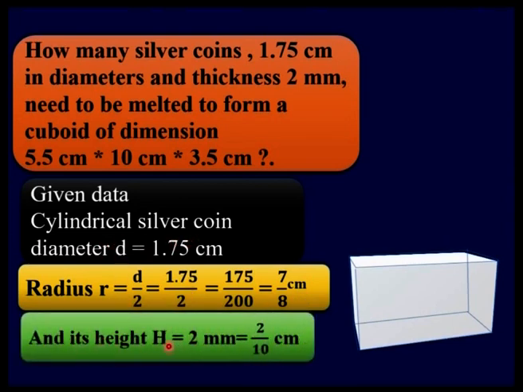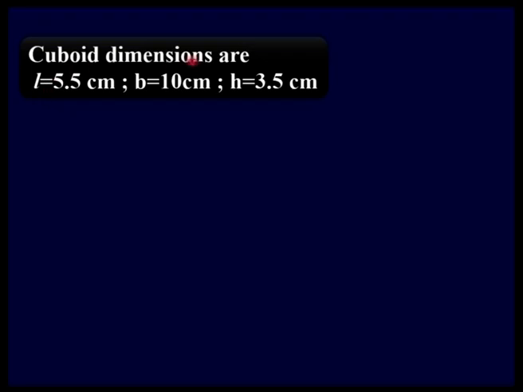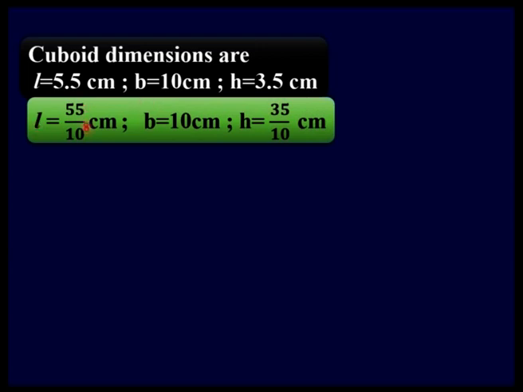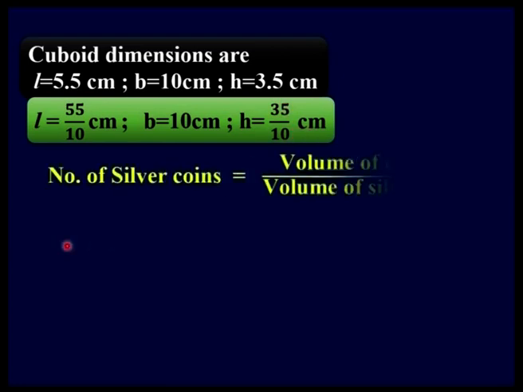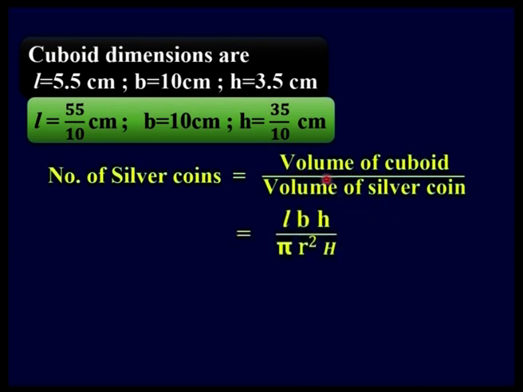And the height of the silver coin is nothing but the thickness, that is 2 millimeter, written in centimeter as 2 by 10 centimeter. Now, the cuboid dimensions L, B, H values are also given. Write in p by q form: L equals 55 by 10, B, the breadth, is 10 centimeter and the height is 35 by 10 centimeter. Now, for the number of silver coins, again the same formula: the volume of the bigger solid by the volume of the smaller solid. In the numerator, the volume of the bigger solid, in the denominator, the volume of the smaller solid. In our given question, the bigger solid is the cuboid and the smaller solid is the silver coin. So, here the volume of the cuboid formula, children, is l b h, and the volume of the silver coin, which is in the form of a cylinder, is pi r square h.